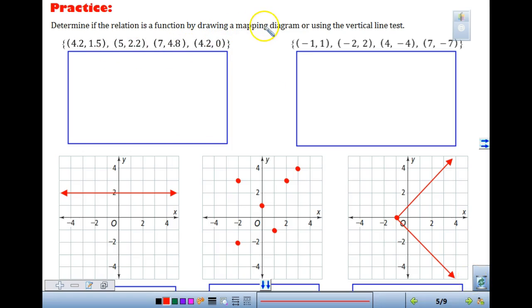So, as you are looking at that next part down in your notes, it says determine if the relation is a function by drawing a mapping diagram or using the vertical line test. Vertical line test is for the bottom three. On the top, I want you to write the word domain and range for each one.